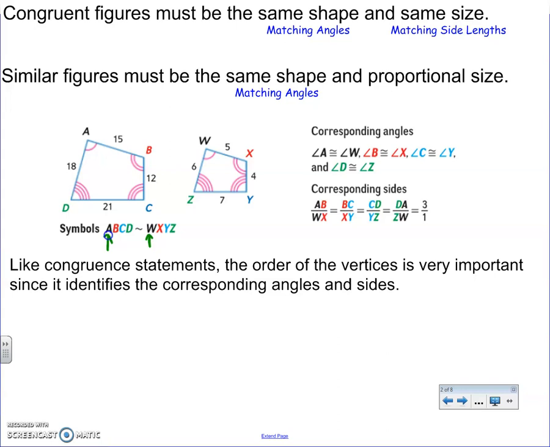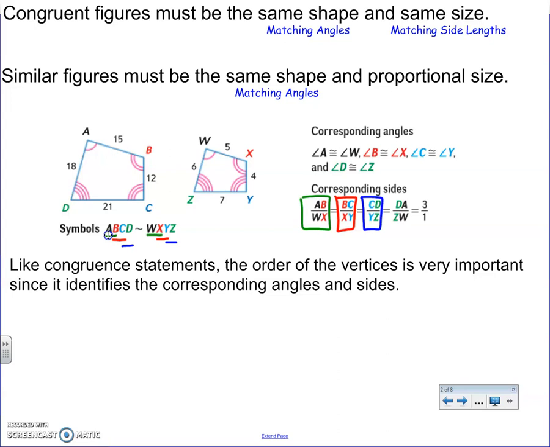Angles must be congruent. Then the sides must be proportional to make a fraction. They're going to make the same ratio. So the first two, A to B, divided by W to X, the first two, is the first fraction. That's going to be the same thing as the second and third: B to C over X to Y, that's the second fraction. That's the same thing as the third and fourth, CD over YZ.